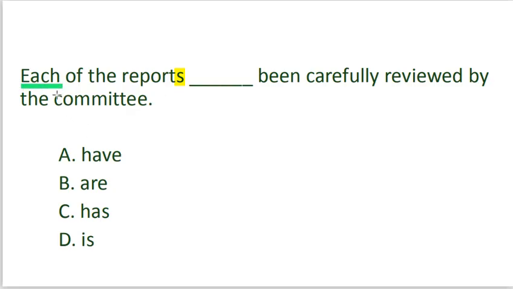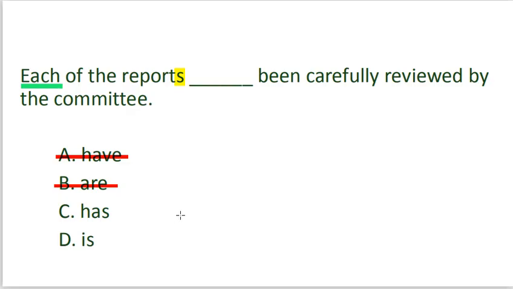Of course, according to the law of Concord, each is regarded as a singular pronoun. Therefore, our verb is also going to be singular. If you go through our options, have is a plural present tense. Are is a plural verb be. Has is singular, while is also singular. Let's eliminate those plural. Options A and B are wrong because they are plural. Now we are left with the two singular options, has and is.